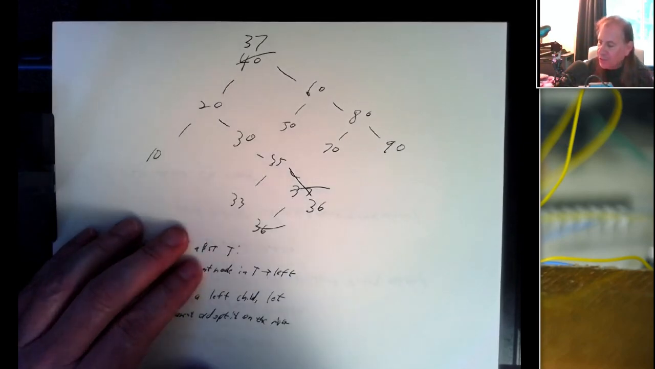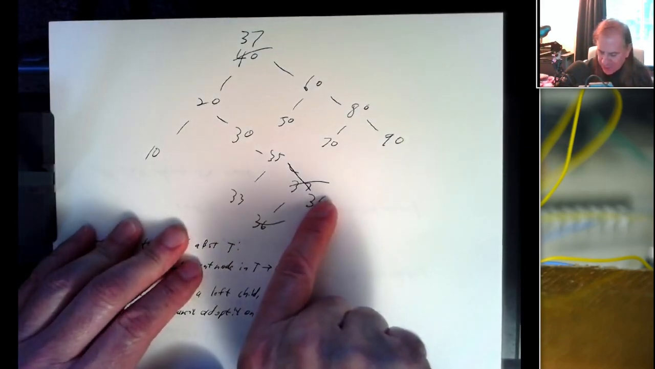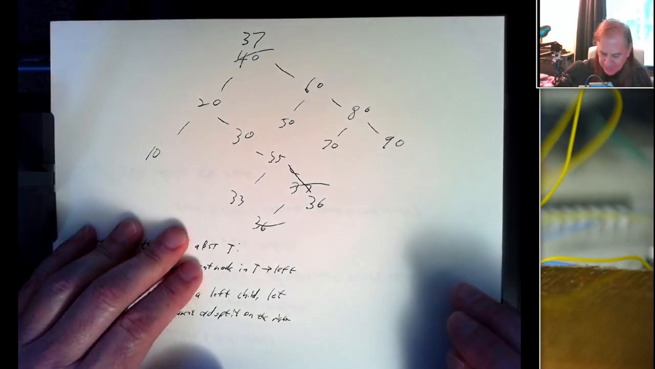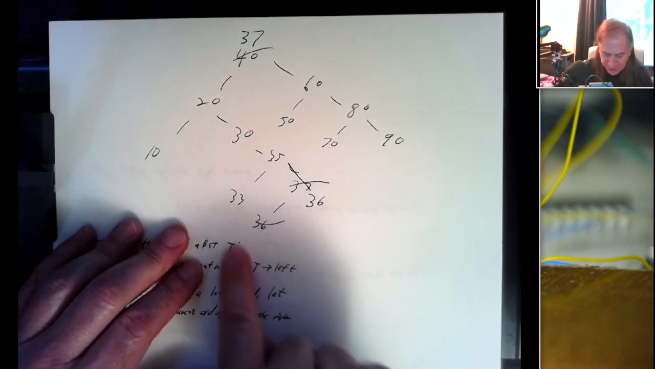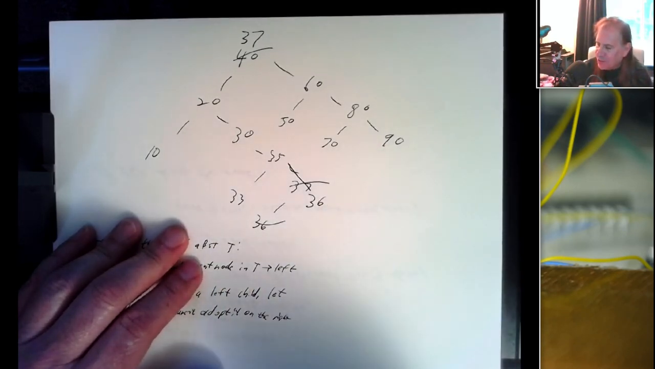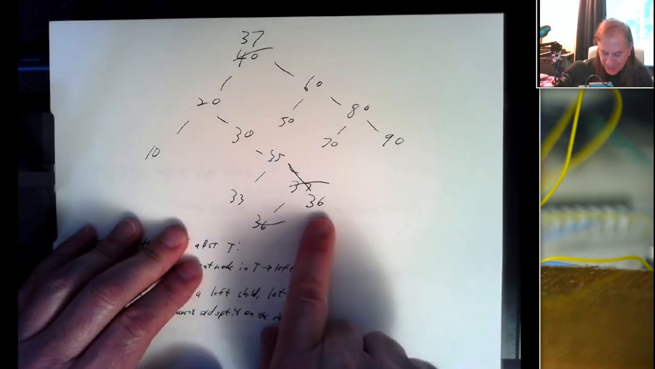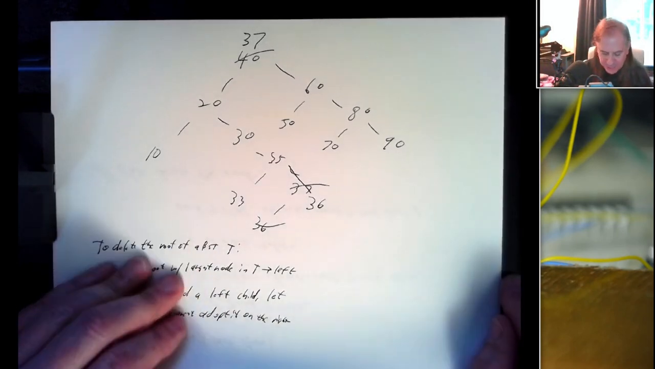Alright, and this is always going to work. And it's going to work because since 37 was the largest node in this left subtree, 37 had nothing to the right. It could have things to the left. In fact, it could have a whole tree over here to the left. But it has nothing to the right, so it's only got one subtree that needs to be adopted. And since we're removing 35's right child, 35 can adopt this orphaned subtree.